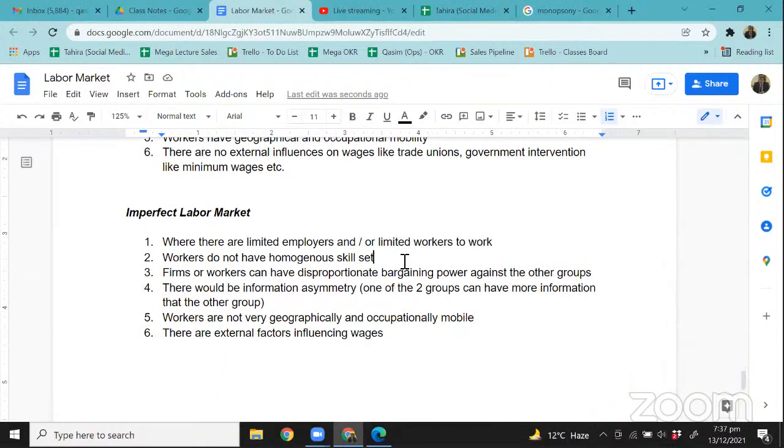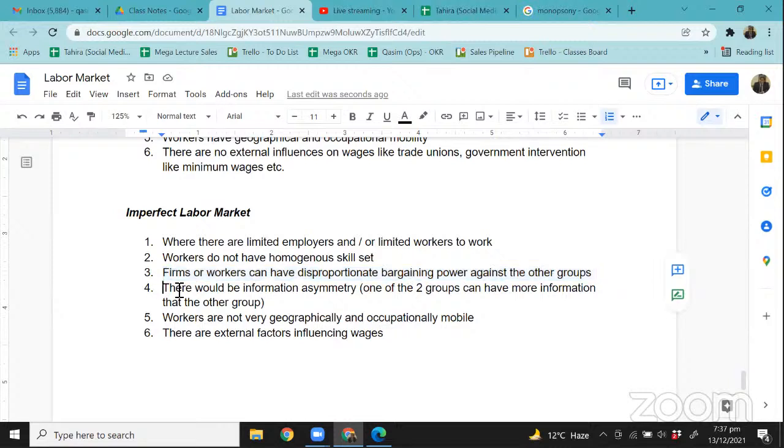That's the first thing. Then workers do not have homogeneous skill set. Some people are very qualified, trained, other people are not very qualified or trained. Firms or workers have disproportionate bargaining power against the other groups, right? So sometimes workers will have more bargaining power because of trade unions, and sometimes firms will have more bargaining power because of firms being in limited supply in a certain area, right?